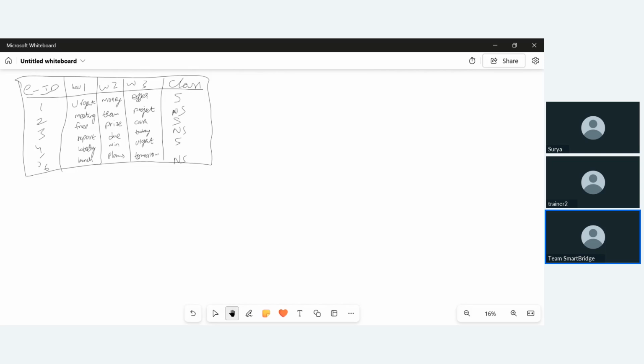If you take this example, the total count of emails is 6. Out of these, 3 are spam and 3 are not spam. Now we have the probability of spam and not spam. The probability of getting a spam email is: out of 6 we got 3.